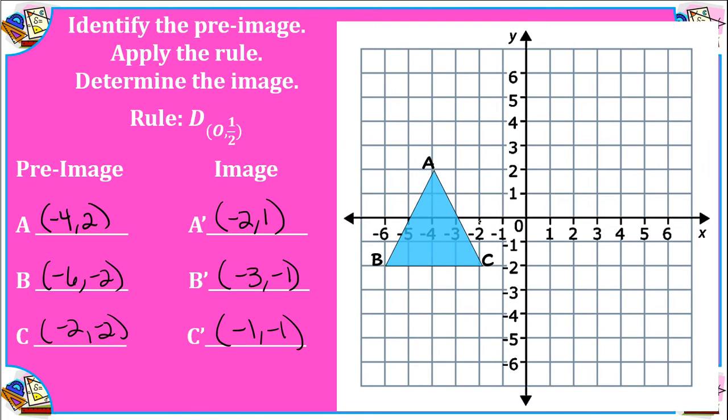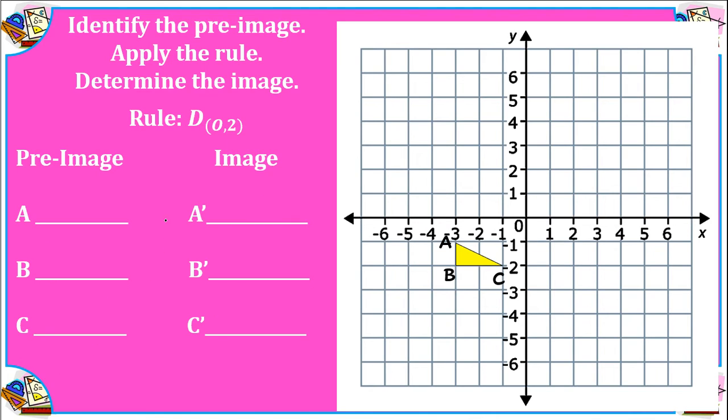Now let's plot these. -2, 1, that's A prime. B prime is -3, -1. And C prime is -1, -1, C prime. And you can see how, our center is the origin, and A is being pulled toward 0, 0. B is being pulled toward 0, 0, and the same for C. So whatever your center is, the new image is being pulled toward it if it is a reduction and pushed away if it was an enlargement.